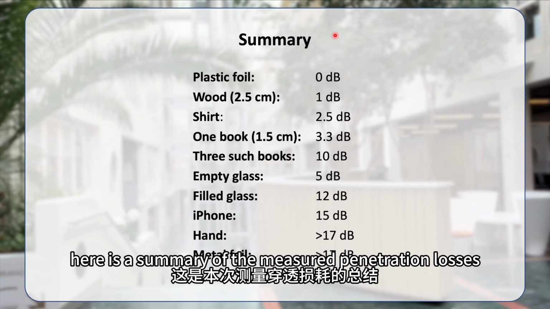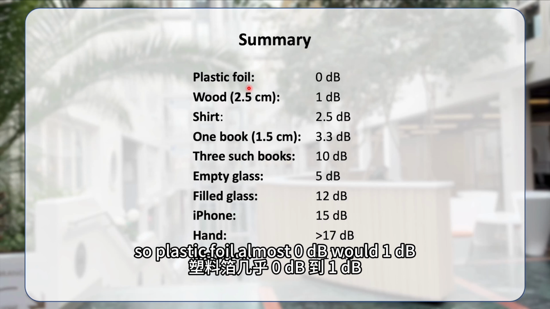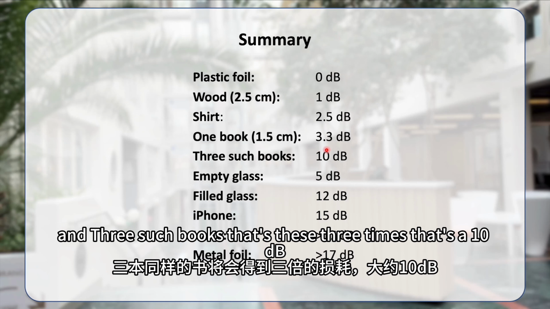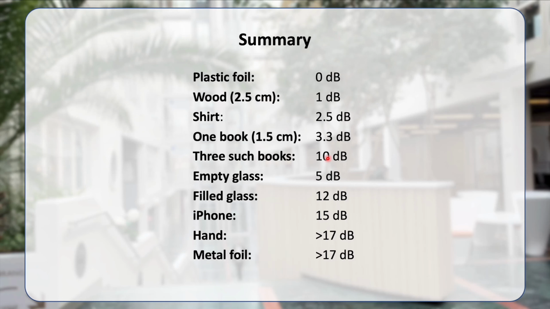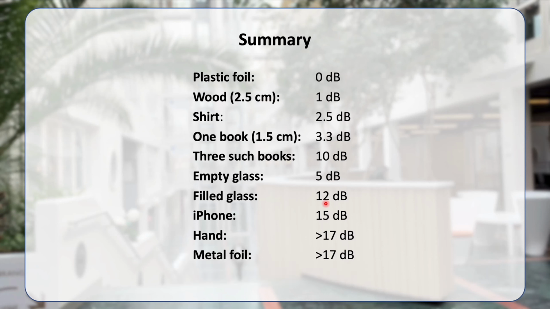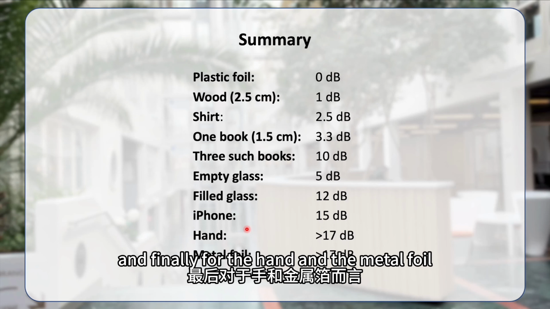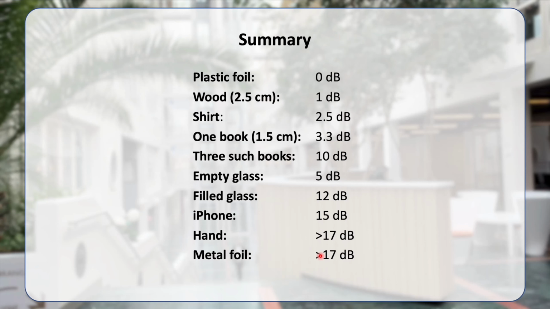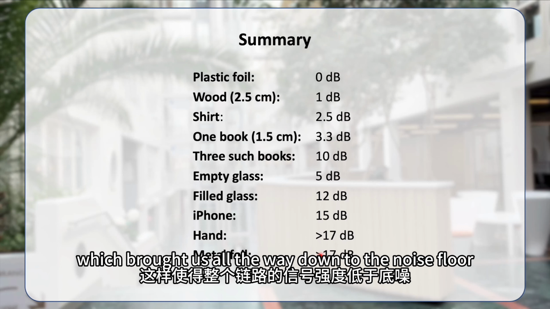Here's a summary of the measured penetration losses. So plastic foil, almost 0 dB, wood, 1 dB, a shirt, 2.5 dB, one book, 3.3 dB, and 3 such books, that is 3 times that, so 10 dB, an empty glass, 5 dB, a filled glass with water, 12 dB, an iPhone, 15 dB, and finally for the hand and the metal foil, the penetration loss was above 17 dB, which brought us all the way down to the noise floor.